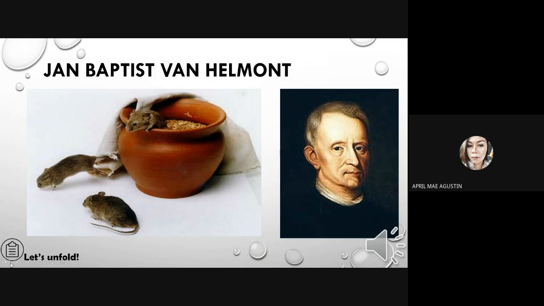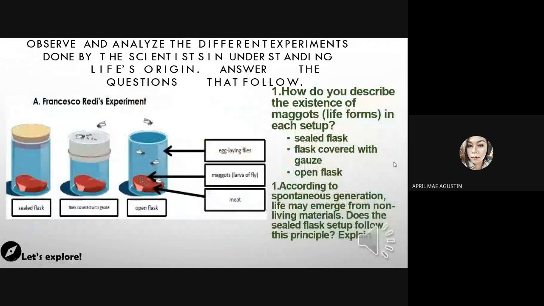Let us observe and analyze the different experiments done by the scientists in understanding life's origin. Kindly answer the questions that follow. On the screen, we have the illustration of Francesco Redi's experiment: a sealed flask, a flask covered with gauze or cheesecloth, and an open flask. Question number one: How do you describe the existence of maggots or life forms in each setup? In the sealed flask, in the flask covered with gauze or cheesecloth, and in the open flask.